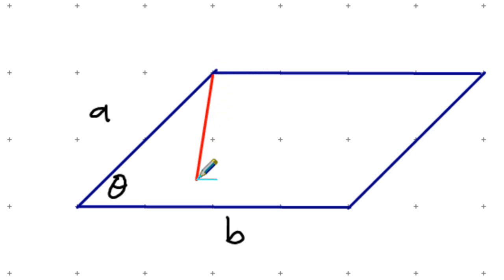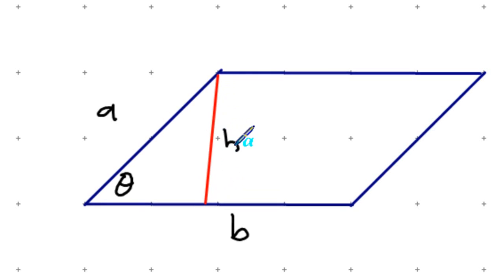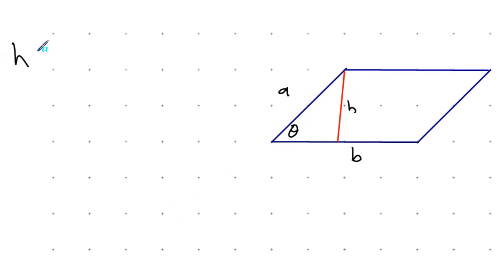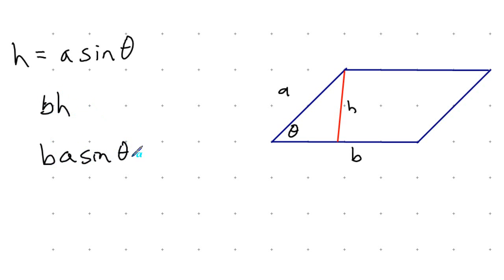Again, we need to find the height, and the height of that side is going to be a times sine of theta. And from here, we remember that the area of a parallelogram is base times height. In this case, the base is going to be b, but the height is now going to be a sine of theta, or more appropriately, ab sine of theta is going to be my area of a parallelogram. So we use this concept that we just built on.